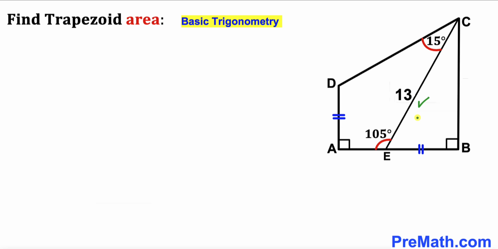We have this trapezoid ABCD along with this line segment CE, as you can see in this diagram, such that this segment CE is 13 units, and moreover this angle AEC is 105 degrees, whereas this angle ECD is 15 degrees, and these angles are 90 degrees each. And furthermore, this side length AD is equal to this segment EB. And now our task is to calculate the area of this trapezoid ABCD.